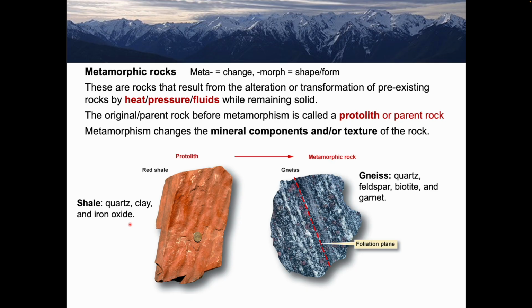For example, we can start with a protolith, or parent rock, of a red shale that incorporates the minerals quartz, clay minerals, and maybe iron oxide. After it undergoes metamorphism, we end up with a metamorphic rock, let's say gneiss, which contains quartz, feldspar, biotite, and garnet. The constituent minerals have changed from the red shale into new minerals, and a new texture has been imparted on the crystals of the rock.